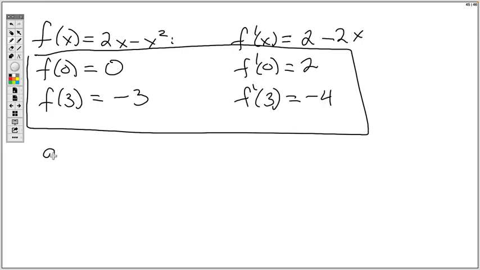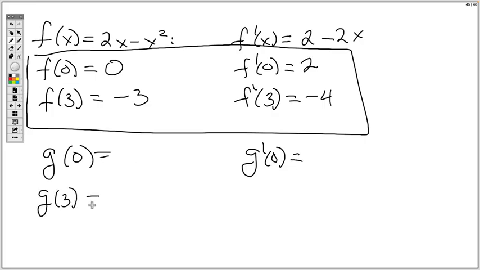Now they're asking for the same stuff, but for g of x. But they don't give us a formula for g of x. They just give us a what? A graph. So this is where we have to remember that the function values are the what values on the graph? The y values. The derivative values are the what values on the graph? Slopes.